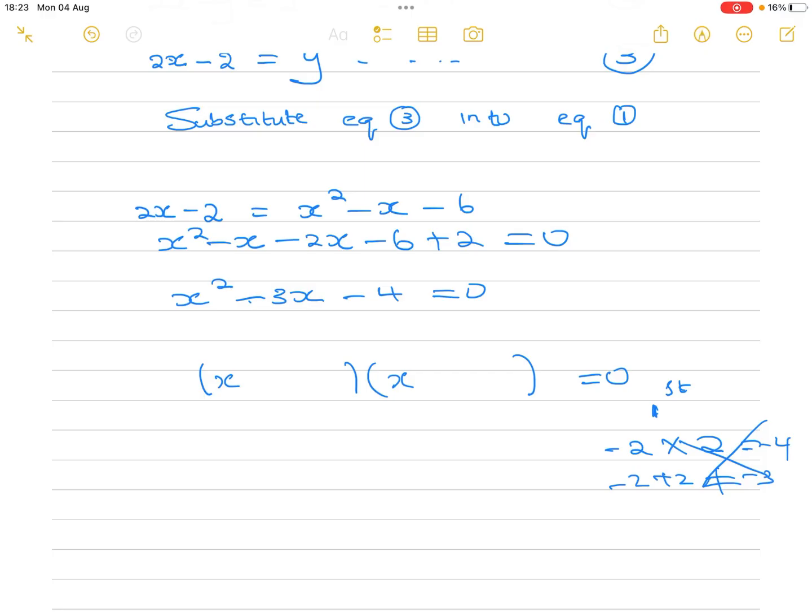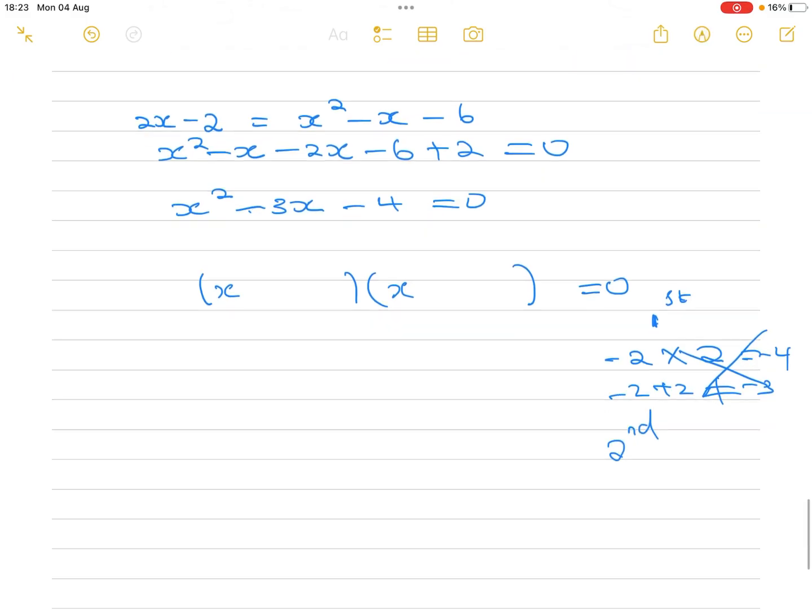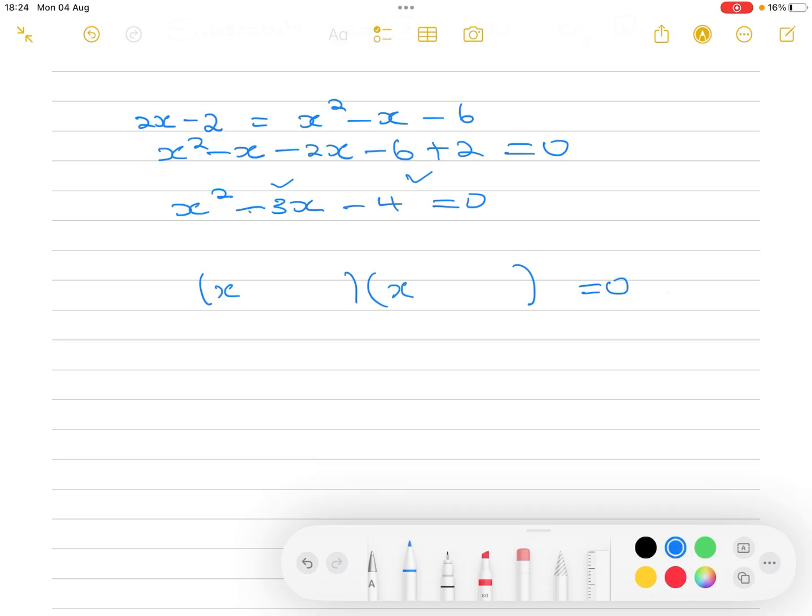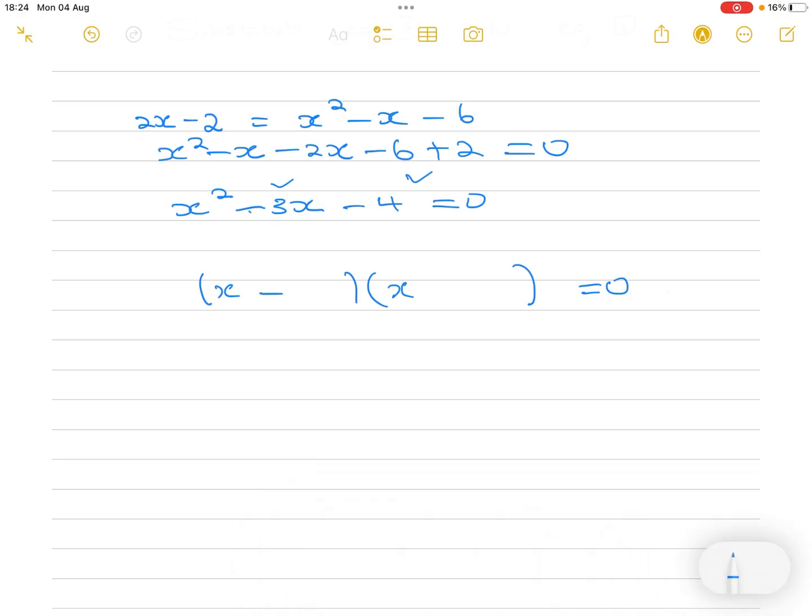Then let us go for the other one, the second one. If you say minus 4 times 1, you get minus 4. Tick. Okay, minus 4 plus 1, you get minus 3. Oh, tick. So meaning we take these factors. Okay, let us erase the others. Now erasing all of them. So it will be minus 4 and what? And plus 1. So it will be minus 4 here and plus 1.